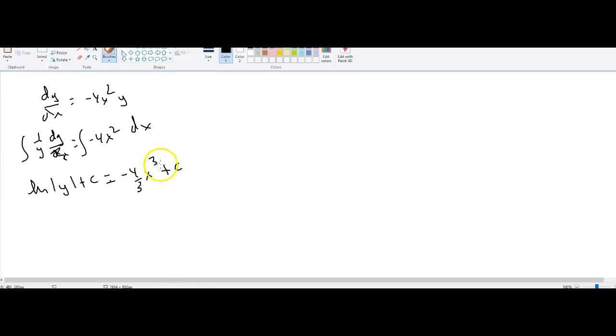Now let's start playing with c's. This c is different than this c, so therefore c minus c is going to be just another c. We just don't bother changing the letter. Ln y, and then to get rid of the ln, I'm going to e to the negative 4/3 x squared plus c, and then to get rid of the absolute value bars, y equals plus or minus e to the negative 4/3 x squared plus c.